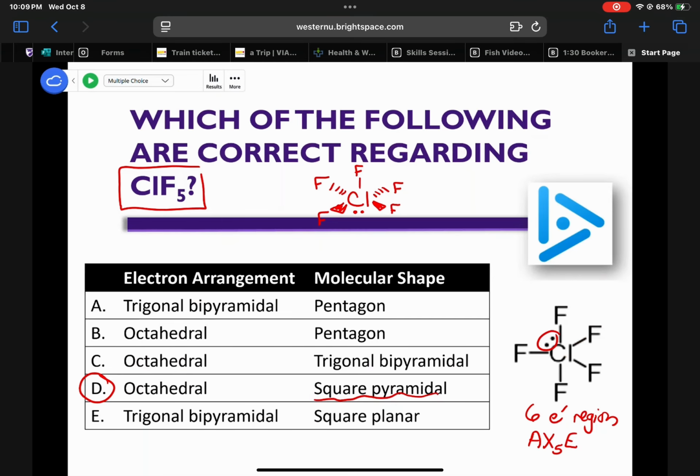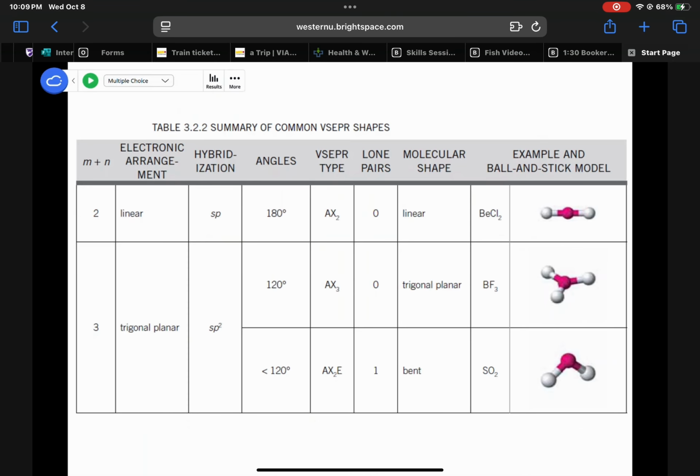Let's keep jumping along here. So you now come to this big table that's a great summary of what we've talked about. We have identified 2 regions of electron density, and that gives us our linear shape. And we have built that with our model kit. If we have 3 regions of electron density, well, it could be trigonal planar or bent, depending on if we have 0 or 1 pair of non-bonding electrons. And it's built around that trigonal planar model kit.